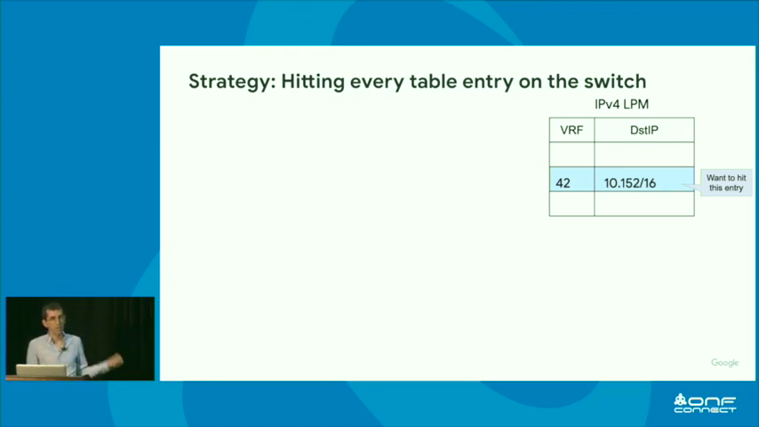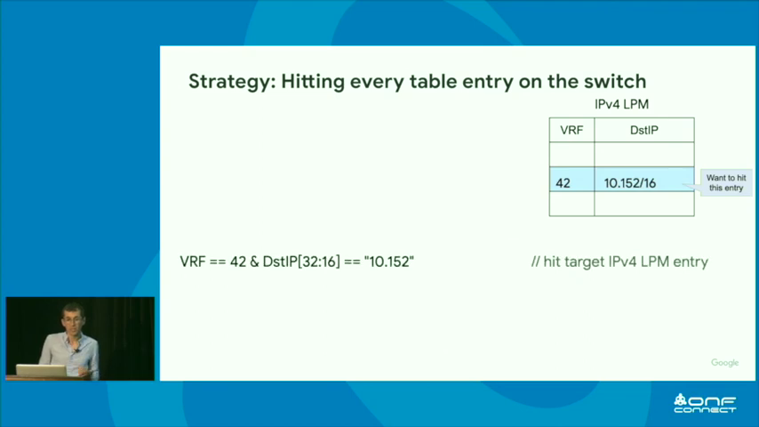How do you generate a packet to hit a particular table entry in all of these tables on the switch? In this example, I have a switch that has an IPv4 longest prefix matching table. And I picked one particular entry that we want to hit. So it's this /16 here, which starts with 10.152. If you want a packet that actually hits this table entry, clearly, at the very least, it needs to have a destination IP address that starts with 10.152. And in addition, it also needs to have the VRF 42. I'll talk a little bit more about what the VRF actually is.